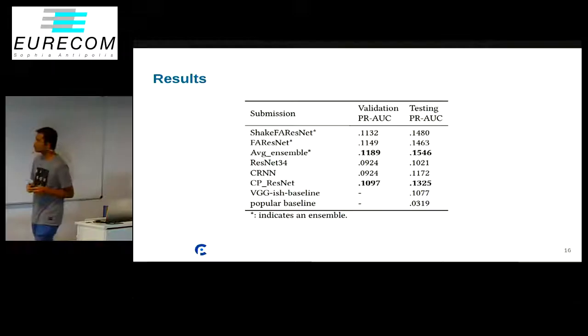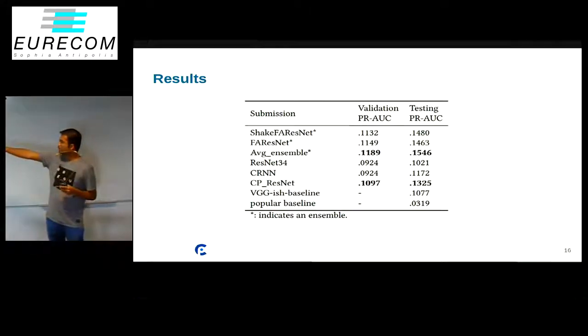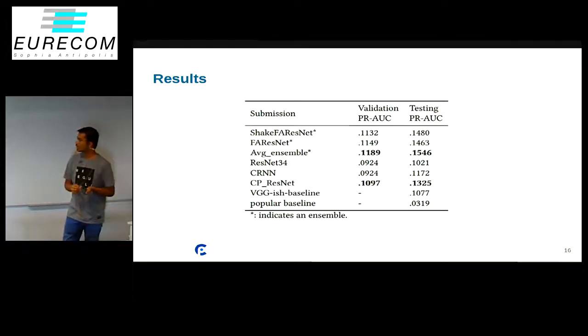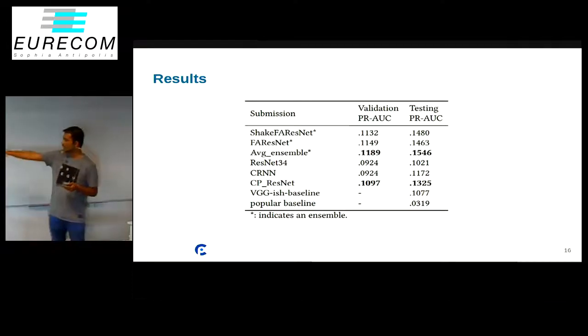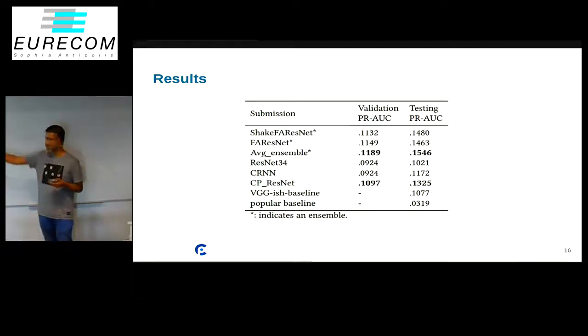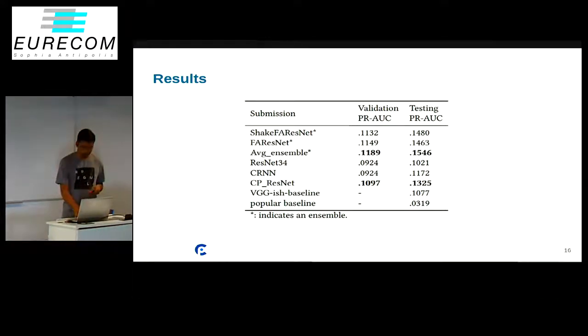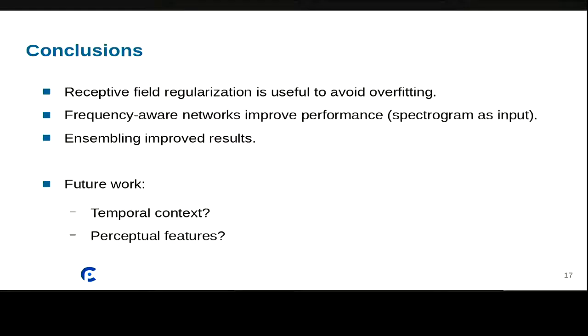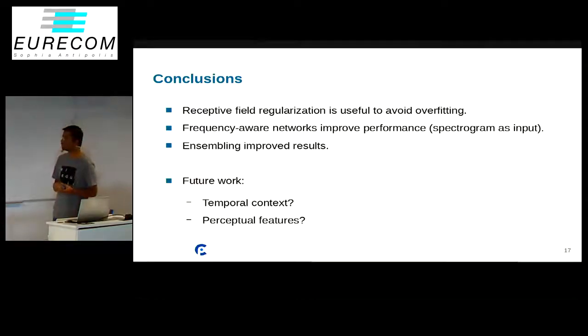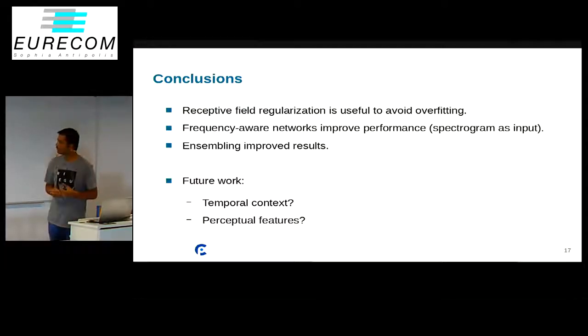These are the results. So Shake FA ResNet is the ResNet with frequency awareness and shake regularization. FA ResNet is just frequency aware, and the average ensemble is the ensemble of all our models. So in conclusion, receptive field regularization is useful to avoid overfitting, and frequency-aware networks improve performance given the spectrogram is an input, and ensembling helps.